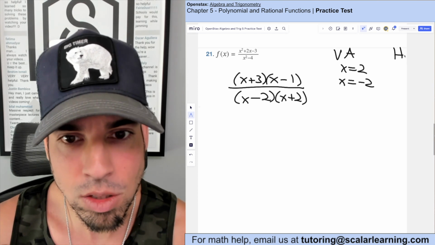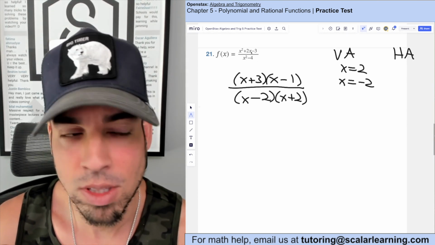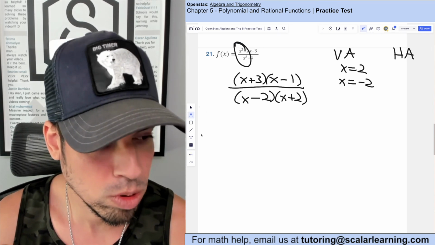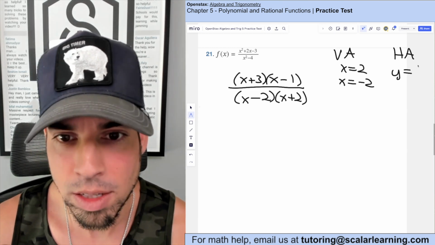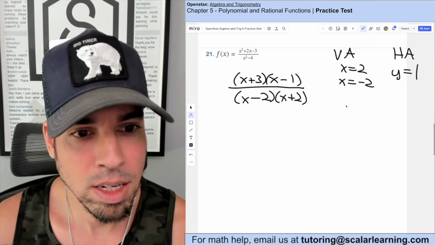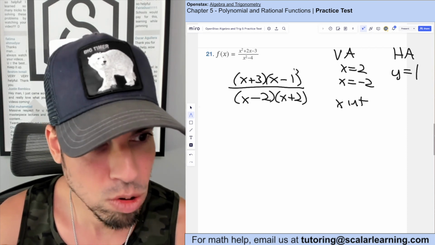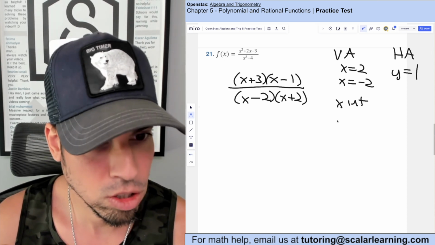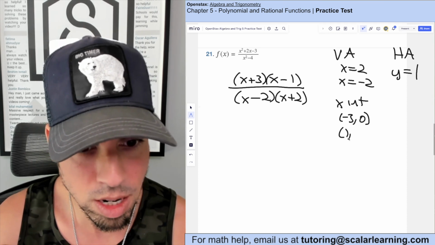For the horizontal asymptote, since in our original the degrees are the same for the top and the bottom, both to the second degree, we take the ratio of those two leading coefficients, 1/1, and set that equal to y. So my horizontal asymptote is y equals 1. And then if we're talking about the intercepts, the x-intercepts are where we zero out the numerator and get 0 for a function value. So that's going to occur at -3, 0 and +1, 0.